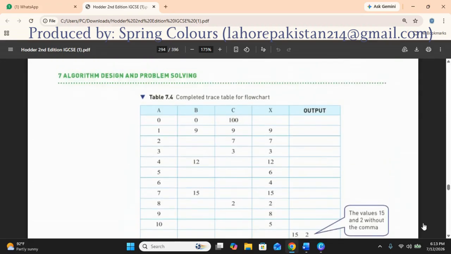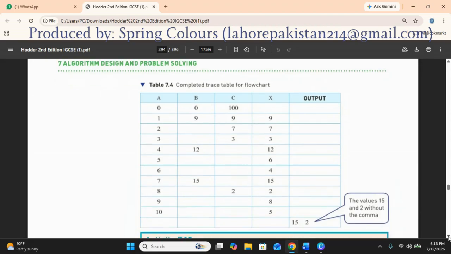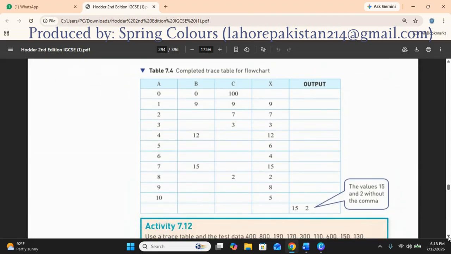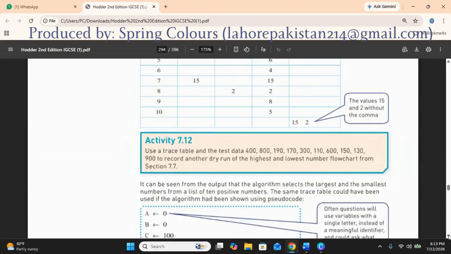This is the first trace table that is given in the book, and it was working really well because it was only taking values between 0 and 100. So the trace table worked well for values between 0 and 100.